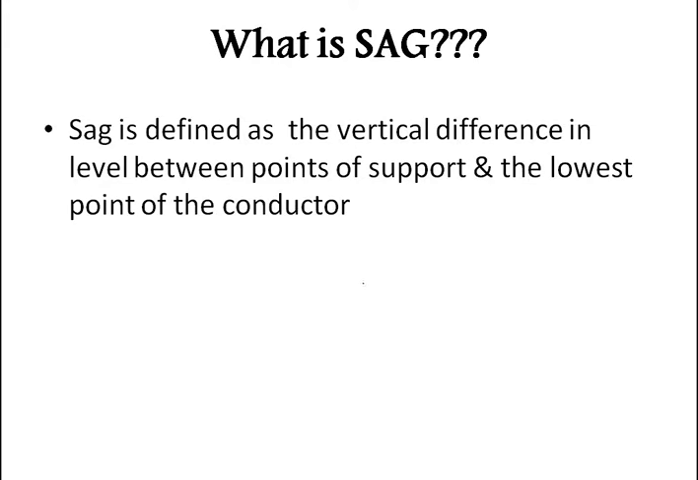So first of all, we should know what is sag. Suppose there are two towers. This is tower A and this is tower B. Now this is the conductor between the two towers, and this is the distance between the two towers. The sag is defined as the vertical difference in level between points of support and the lowest point. This is the point of support and this is the lowest point. So the difference between the point of support and the lowest point is known as sag.